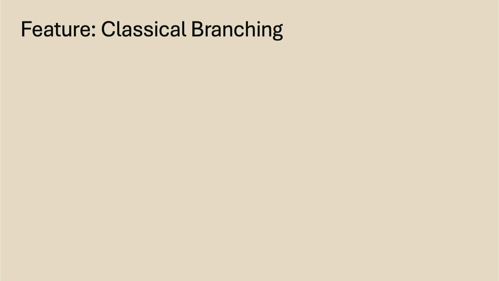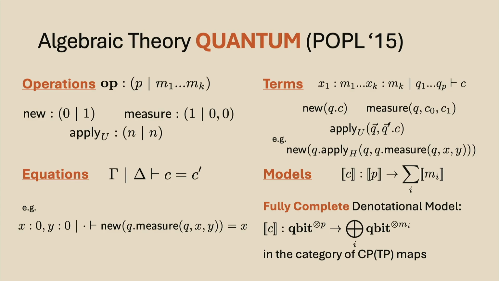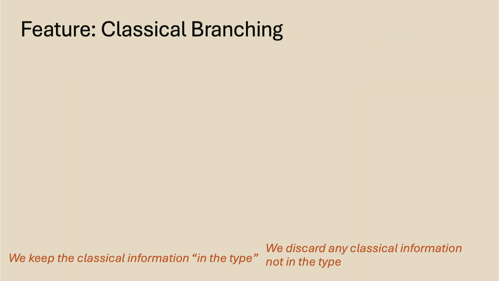There is a very special feature here that I'd want to emphasize for those who are not that familiar with quantum computing, which is how classical branching is actually represented. Importantly, it's represented by the computation variables here. The continuation that you choose corresponds to the classical branch that you're on. So the takeaway I want from this slide is that we only keep the classical information that's in the computation variables.